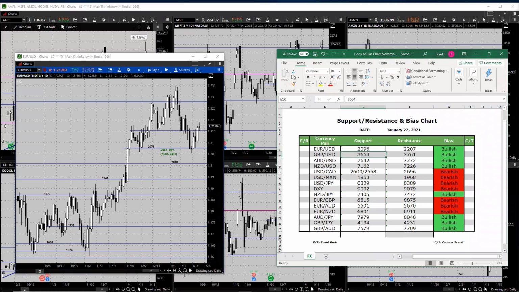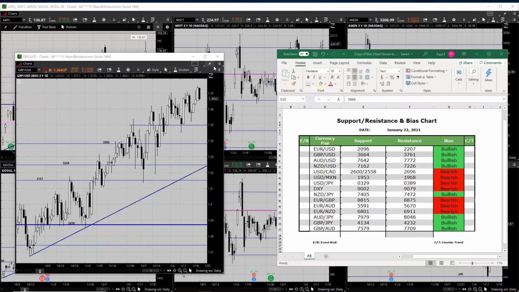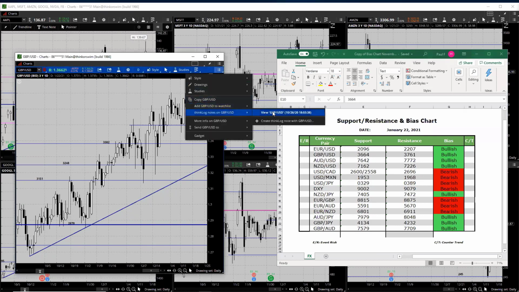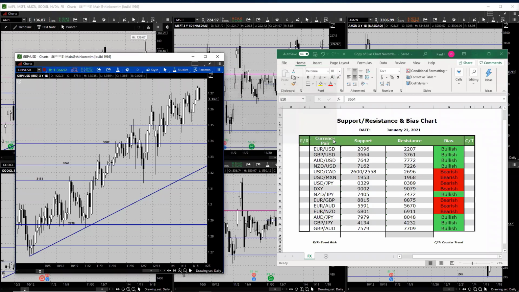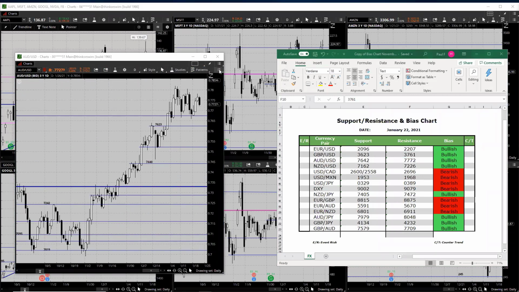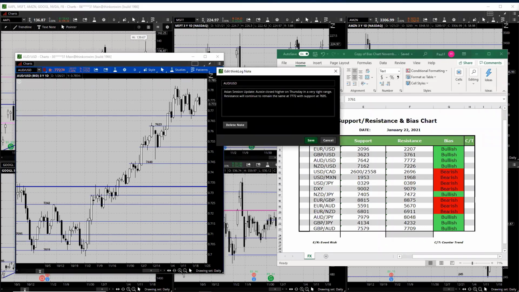Let's go move into the cable. Cable closed at new highs on Thursday. Friday's resistance will be 37.61 with support at 36.23. We're dipping back a little bit here. And let's go into the Aussie dollar. So the Aussie closed higher on Thursday in a very tight range. Resistance will continue to remain 77.72 with support at 76.95.